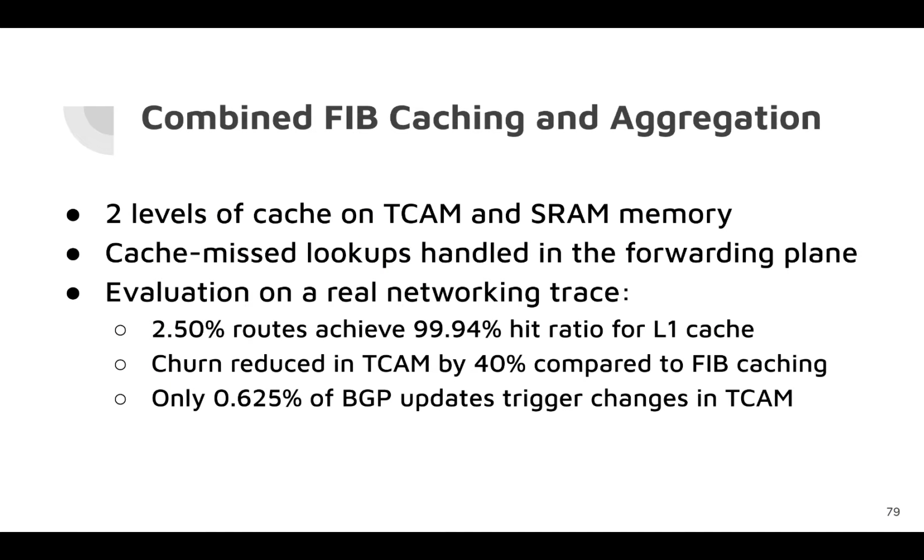To summarize, CFCA presents two levels of cache on TCAM and SRAM memory. While cache misses are entirely managed in the data plane without redirection to the slower control plane, their number is significantly lower than in a pure FIB caching architecture. CFCA shows lower cache churn and efficient BGP handling.